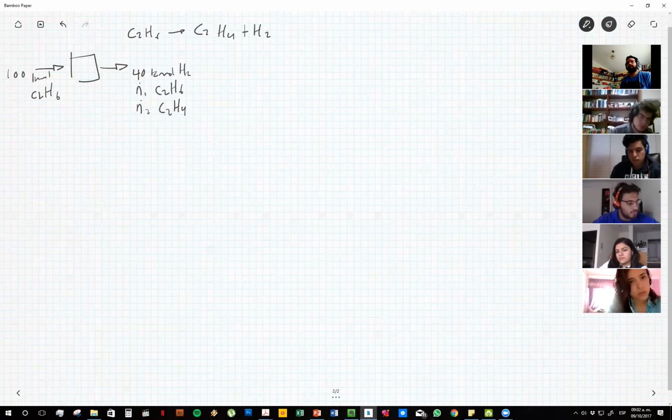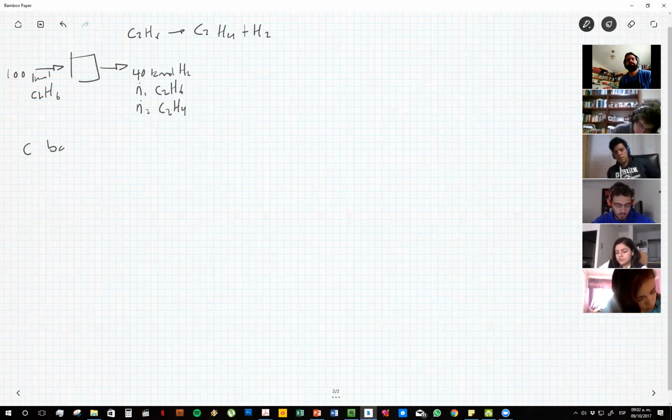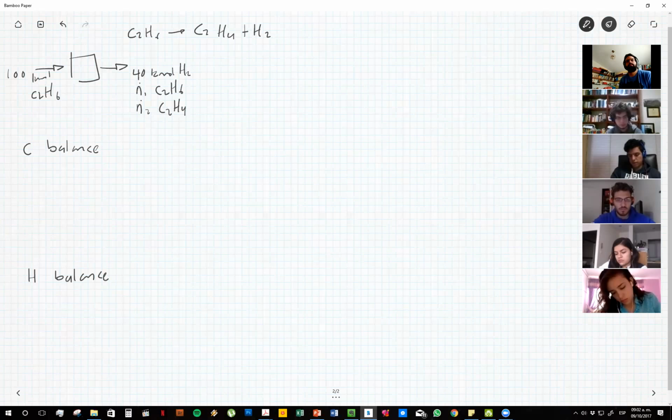So now, in atomic species, the only thing we pay attention to is the balance of the atomic species, right? In this case, carbon and hydrogen. So we're going to have a carbon balance and a hydrogen balance. Okay, so the carbon balance is, well, the inlet is equal to the outlet, right? The input has to be equal to the output, because matter is conserved, right?